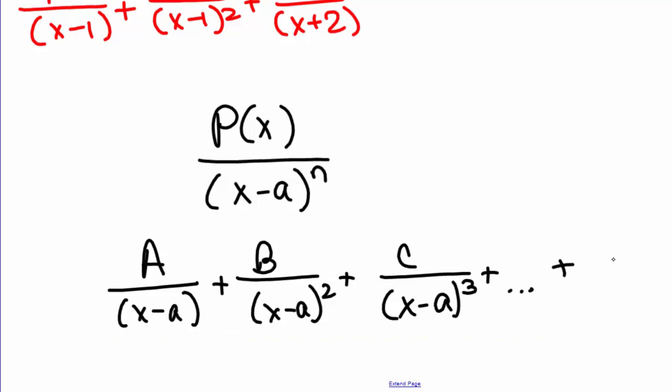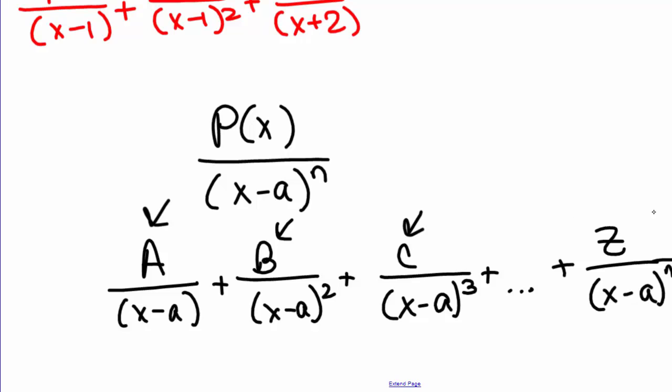Plus whatever letter we're on. I don't know, we'll say z over x minus a to the n. So you just write out every possible power underneath, and that allows you to just have numbers on top, which is nice when you're solving for them.